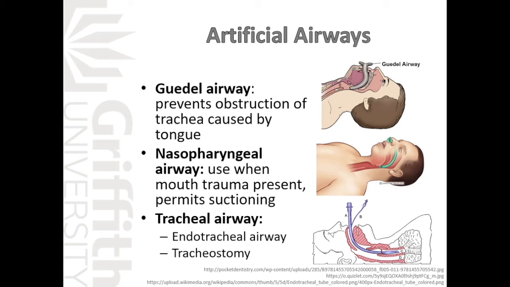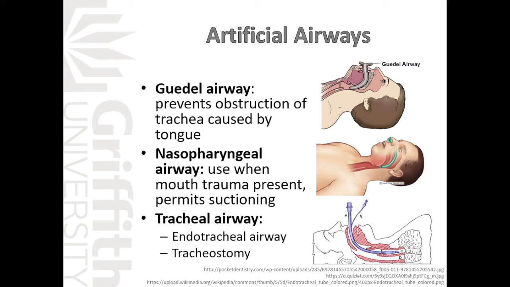So a Goodell's airway, which is the top picture there, is basically used when the patient can still breathe for themselves, but they might be unconscious, and therefore they might have obstruction of the trachea due to the tongue flopping back in the mouth. So the Goodell's airway is inserted in there to keep the tongue in place and to keep a nice open airway for the patient to breathe.